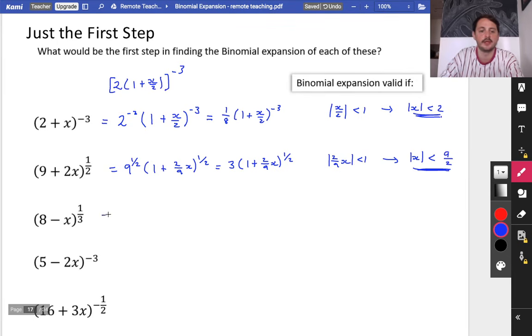So you can pause and have a go at these last ones, or you can just watch me do them. Okay, this one I'm going to pull out an 8. So I'm going to pull out an 8, make sure it's to the power of a third. And then it's going to be 1 minus x over 8, all to the power of a third.